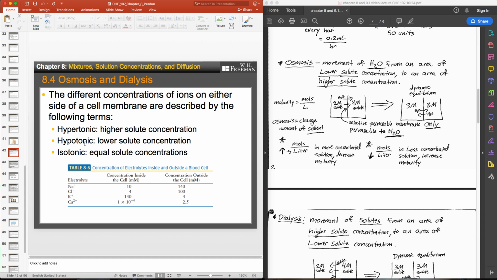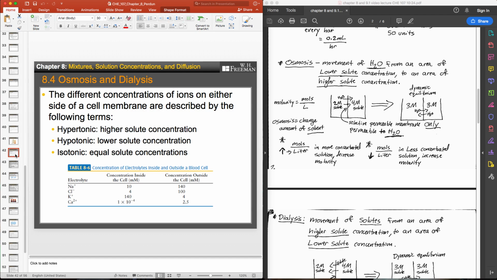So right here we're talking about a solution. So we're talking about the outside of the cell, the solution that the cell is in. And so in a hypertonic solution, we have a higher solute concentration. So what that means is if we place a cell in a hypertonic solution, then that solution will have a higher solute concentration than what is inside the cell, okay?